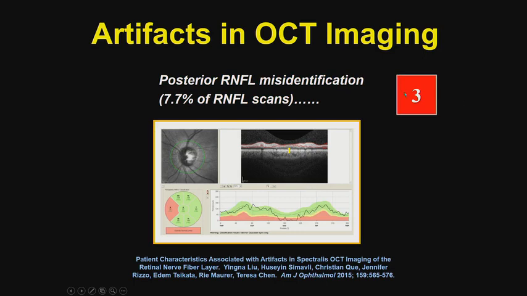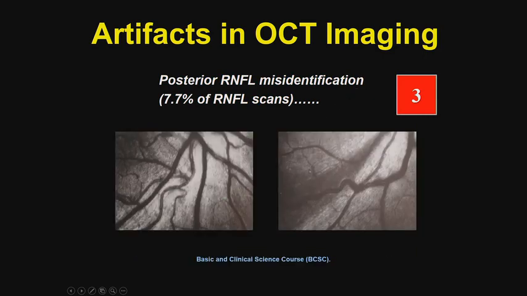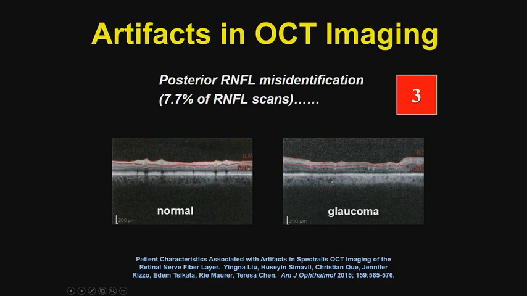Number 3, posterior RNFL misidentification is more common than anterior RNFL misidentification. And the reason why, of course, is that with glaucoma, there is a decrease in RNFL reflectivity. This makes it harder for the machine to segment a poorly reflective RNFL from the underlying poorly reflective plexiform layers. So here you can see an advanced glaucoma patient. The machine is telling us the posterior RNFL is actually down here when it's accidentally incorporating some of the plexiform layers.